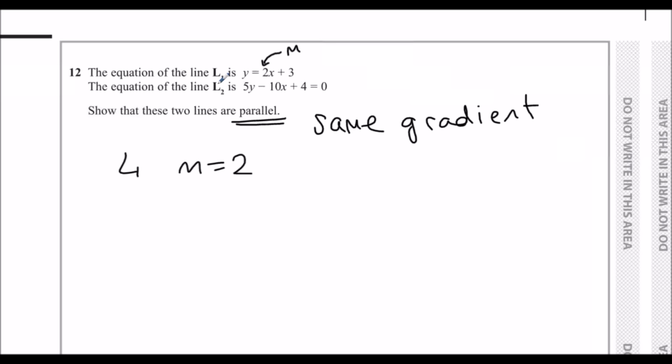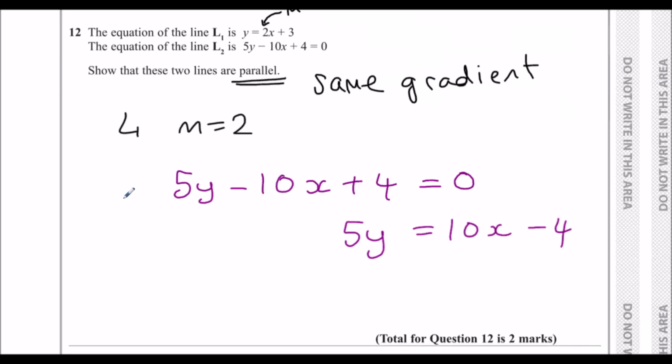Line 2 is not in the right form. It's not in the form y equals mx plus c. So let's rearrange it to make y the subject. So we'll plus 10x to both sides and take away 4 from both sides. So 5y is 10x, take away 4. And then divide every term by 5. So that gets us y equals 2x minus 4/5 or 0.8.